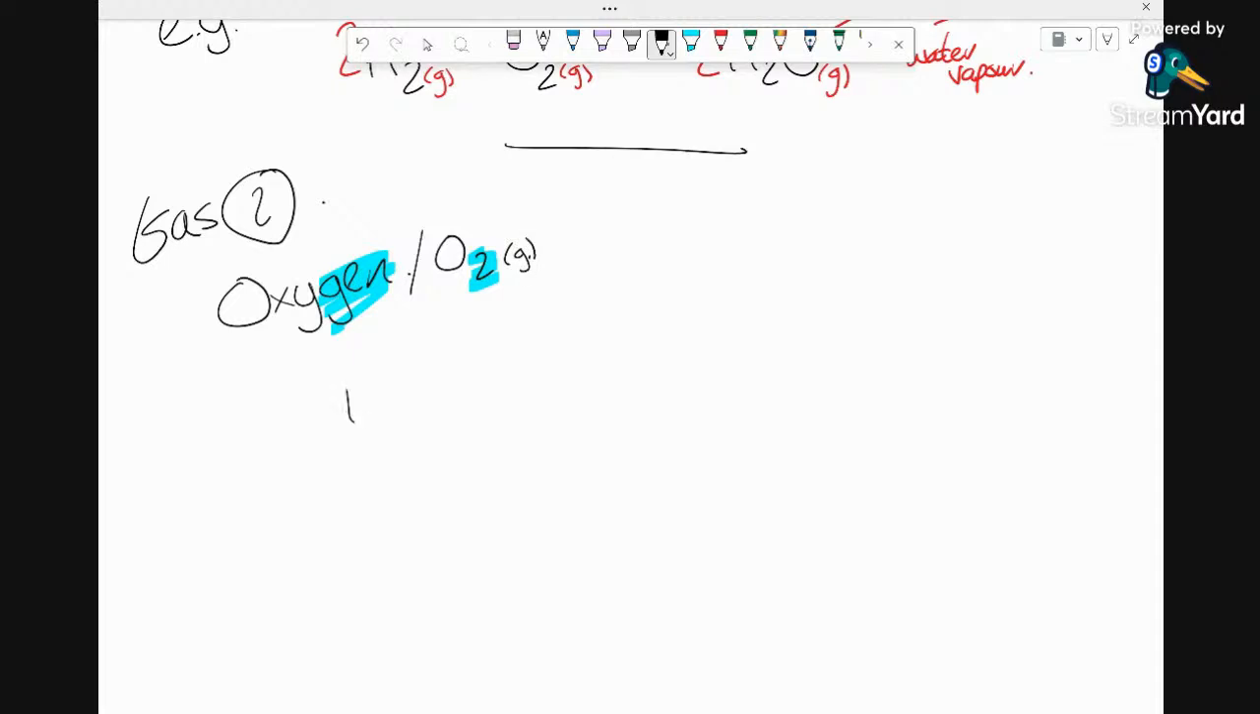Okay, so the test for this gas, nice and easy, is a glowing splint. Yeah, a glowing splint. And the observation is going to be it relights.